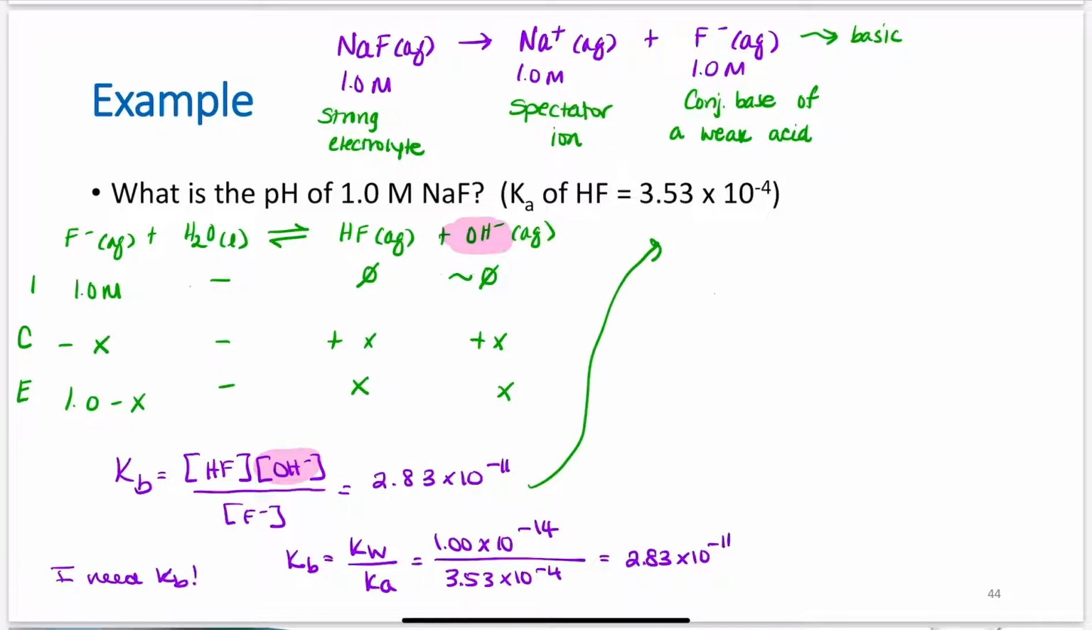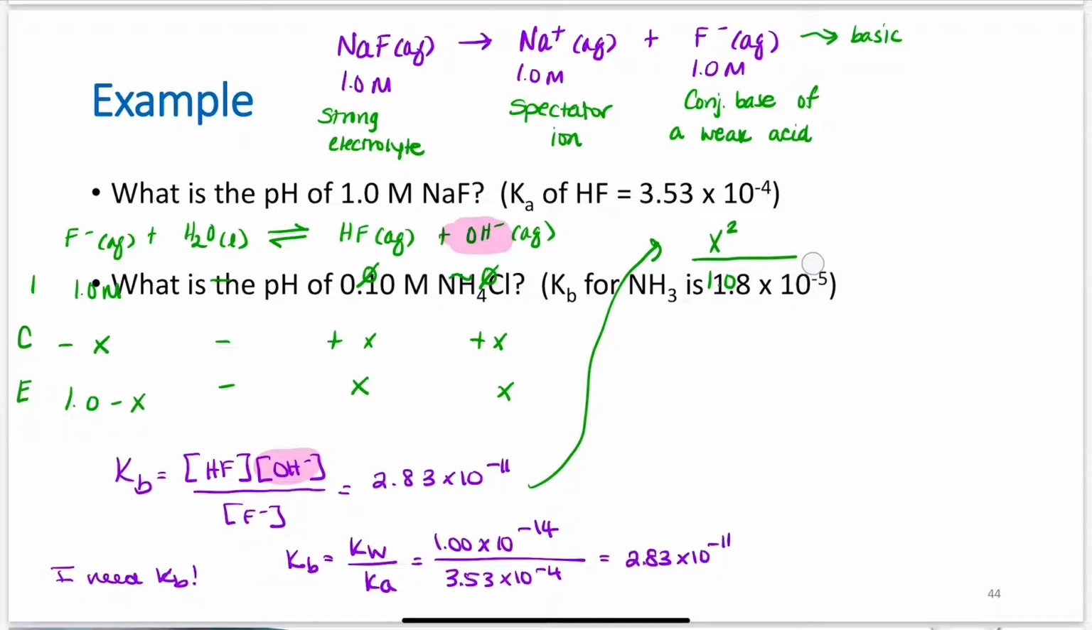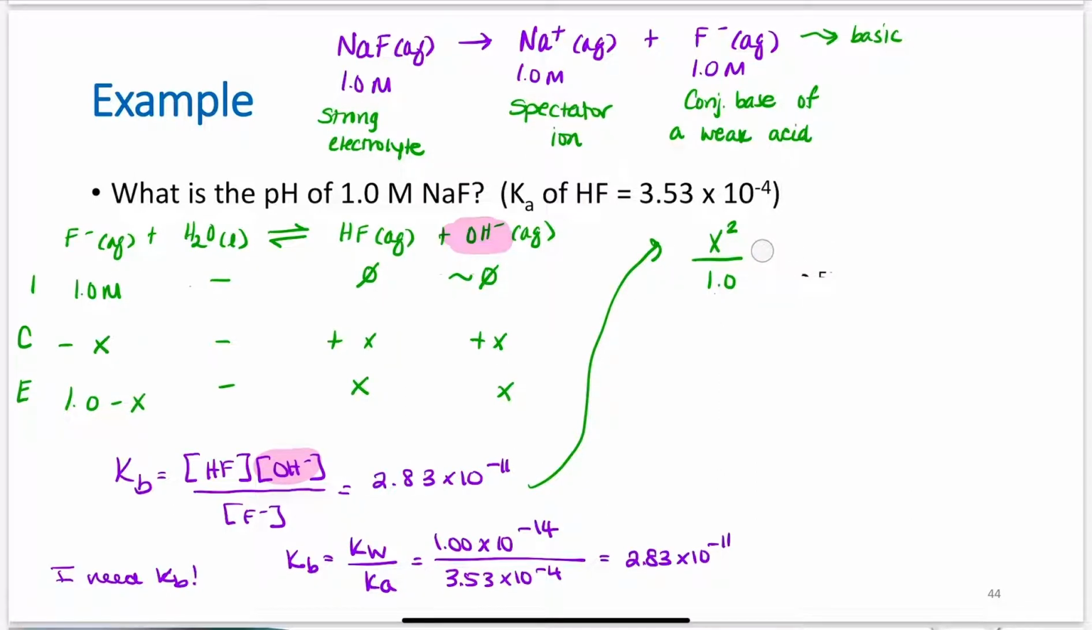Let's go ahead and move up here. Simplified, plug in what we know from our table, x squared divided by 1.0 minus x, but as I've told you guys, we're going to assume that x is really small compared to our Ka value, and we see here it is. Our Ka value is so small, we've said before that if Ka is less than 10 to the negative fifth, we can probably ignore that minus x. Ka is incredibly small, so we're going to go ahead and ignore that and say equals 2.83 times 10 to the minus 11. Solve for x, we get an x value of 5.3 times 10 to the minus 6.